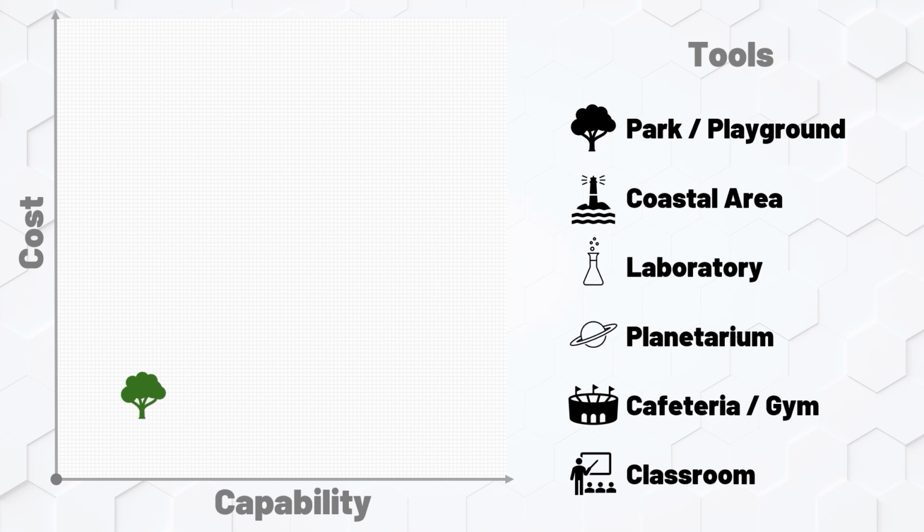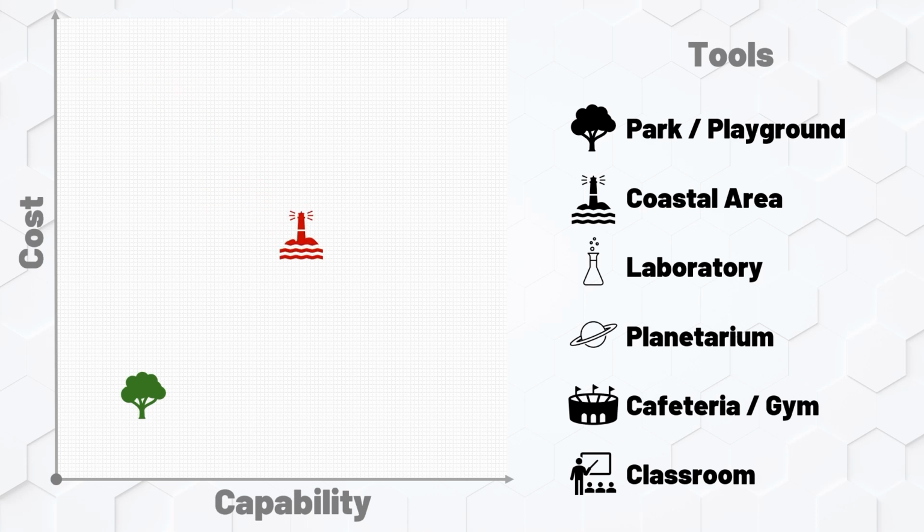Let's take a look at some of the different options you have for choosing locations. For example, if you were teaching about ecology, a local park or forest for exploring biodiversity might be a good choice. It'll be cost-effective. And while it doesn't provide much capability in and of itself, it'll be incredibly easy to get there and cost very little.